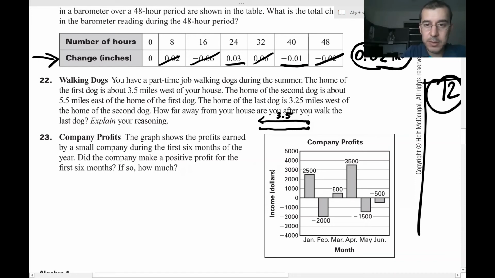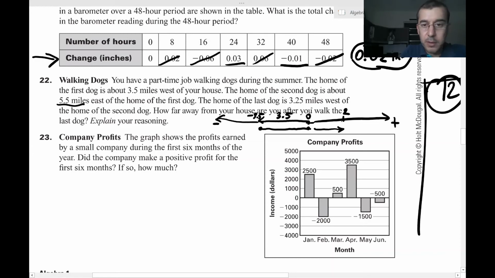So from the 0, let's say this is a number line, and you're going west towards the negative numbers, 3.5, and then you're going 5.5 towards the positive side. So from negative 3.5 to 0, that's 3.5 units. You need 5.5 miles, so you need two more miles. So this is where you end up. This is the plus 2.